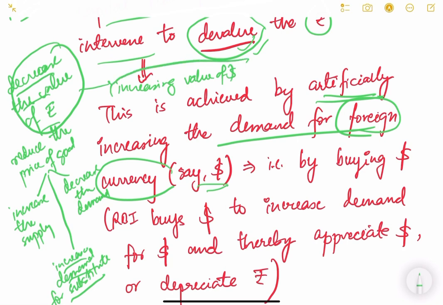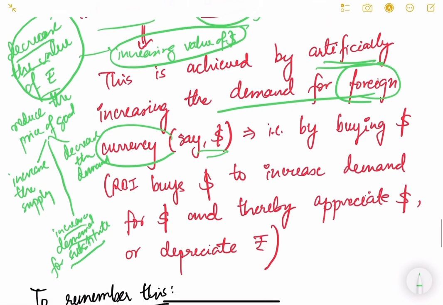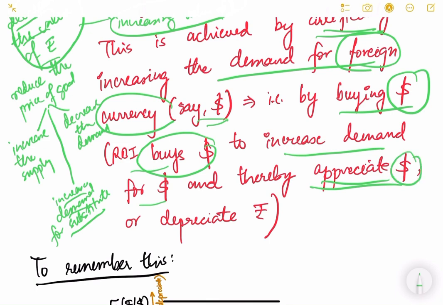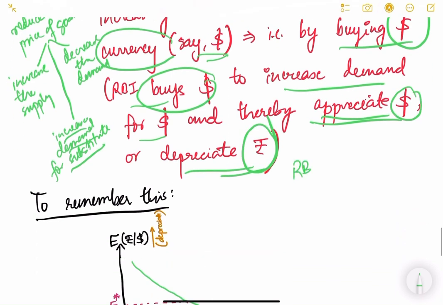Now how will you increase the value of dollar? By increasing the demand for dollar. And how will RBI increase the demand for dollar? By buying dollars from the forex market. So RBI buys dollars to increase demand for dollar and thereby appreciates dollar and depreciates rupee. Very simple. So what is the goal of RBI? RBI wants to increase the value of dollar, or decrease the value of rupee.